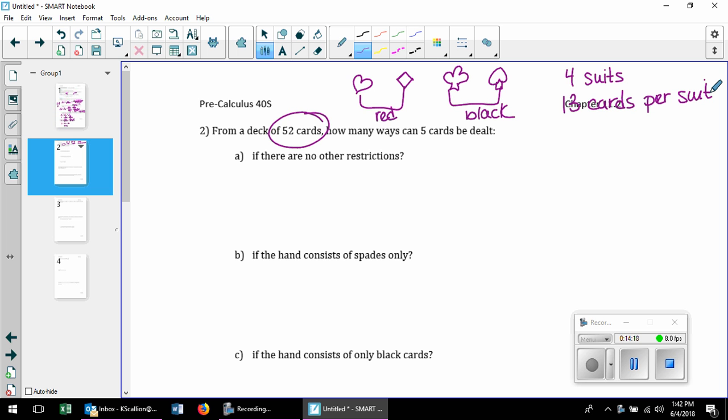Okay, so it says, I want to have 5 cards dealt to me if there's no restrictions. No restrictions. I'm dealing from a deck of cards, and I'm dealing 5 right off the top. So we got 52 choose 5.